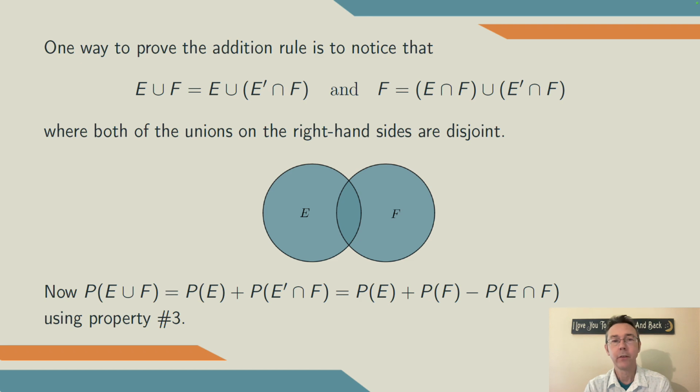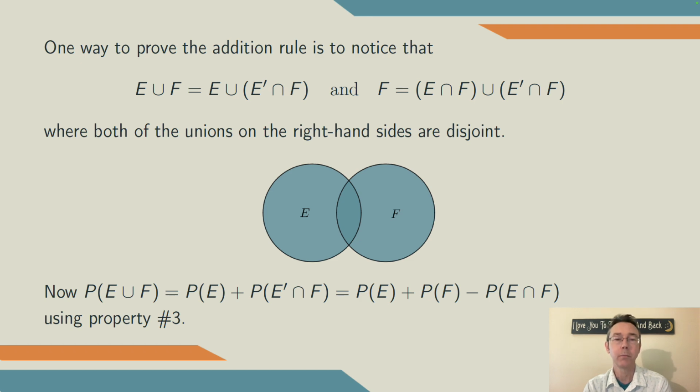One way to prove this is to break up that union, E union F, into E, and then the part of the union that's not in E. So that would be E complement intersect F. And since those two pieces are disjoint, E and E complement intersect F, we can just apply property 3 of the probability functions. So the probability of E union F is equal to the probability of E plus the probability of E complement intersect F. We have to deal with the probability of E complement intersect F.